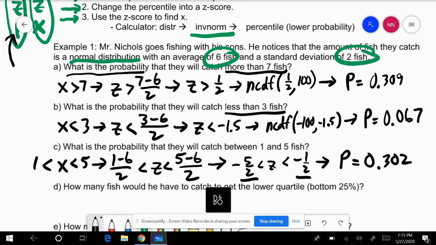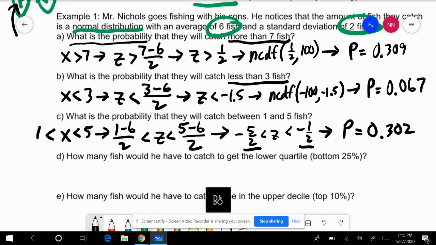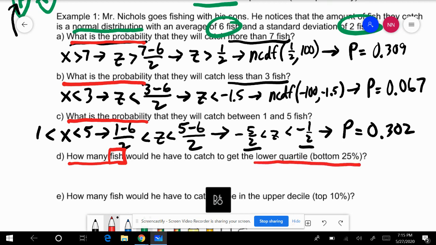Now what we're going to do is look at the new information. What I want you to see is how the wording changes. In each of these cases, what is the probability? So we start with our x and we end with our probability. Now if we're looking at D, it says how many fish. Fish is our actual x value, so we're trying to find x. Notice they give us a probability, the lower quartile. That's the bottom 25%. So in this case, we're going to do the opposite direction, or the inverse. So we're going to do inverse norm of 0.25.